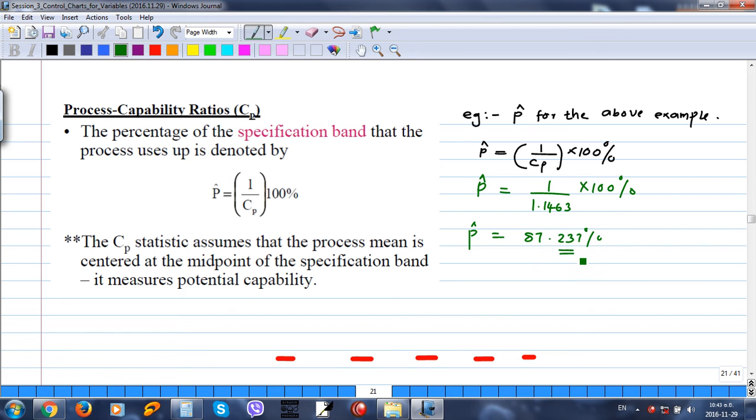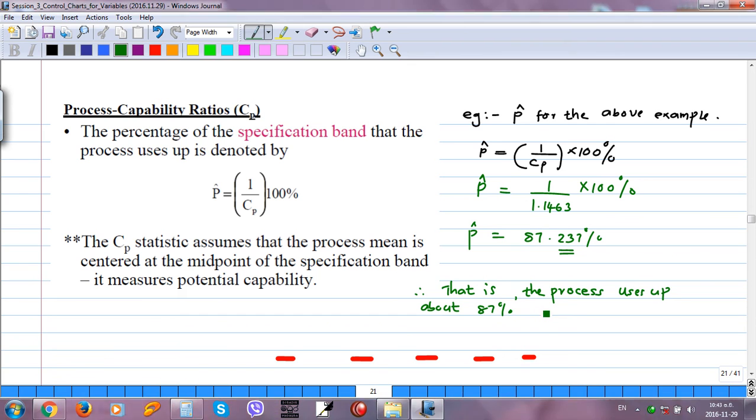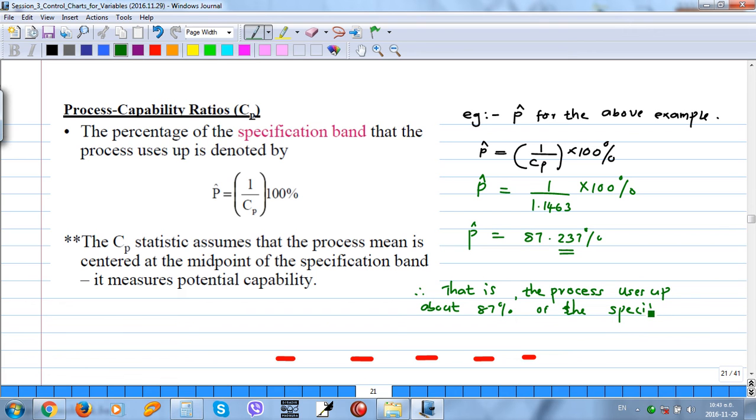The meaning of this is that the process uses up about 87% of the specification band. It means 87% of the product is within the specification limit. That is good, no? So therefore we can write that the process uses up approximately 87% of the specification band. That's good, no?